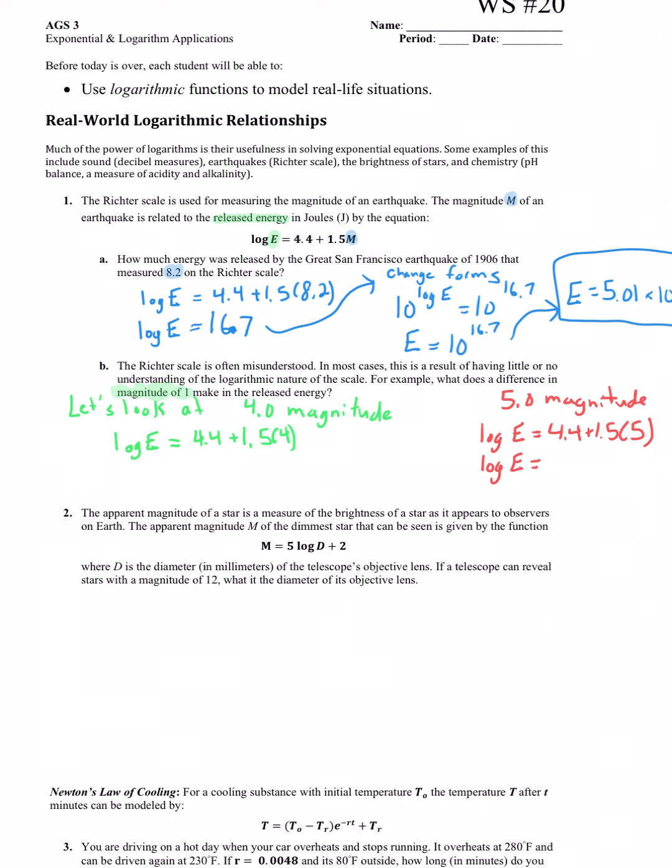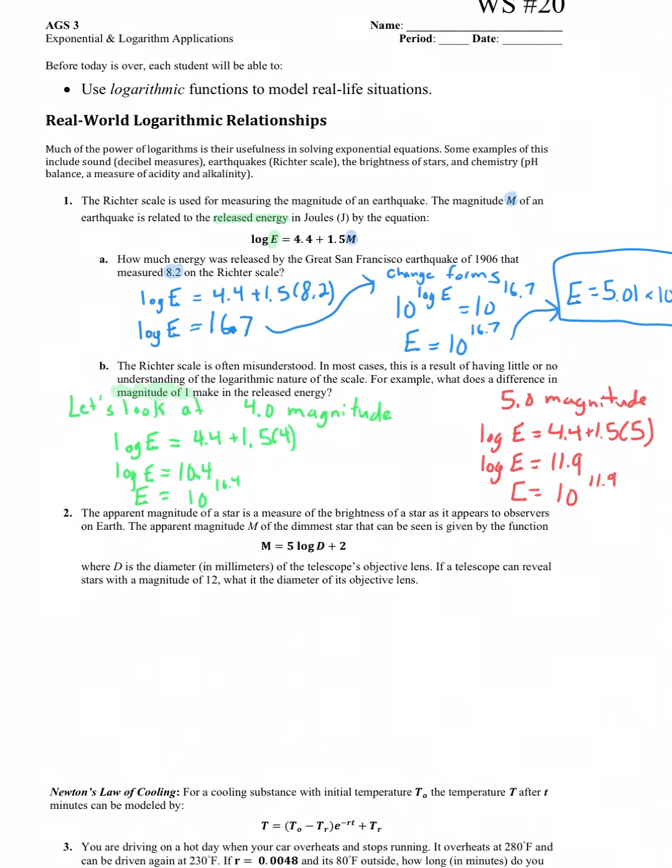So the one on the left, the 4.0: 1.5 times 4 is 6, plus 4.4 is 10.4. The one on the right: 1.5 times 5 is 7.5, plus 4.4 is 11.9. Now when I change forms, I'm going to get E equals 10 to the 10.4 power on the left side. And on the right equation, I'm going to get E equals 10 to the 11.9.